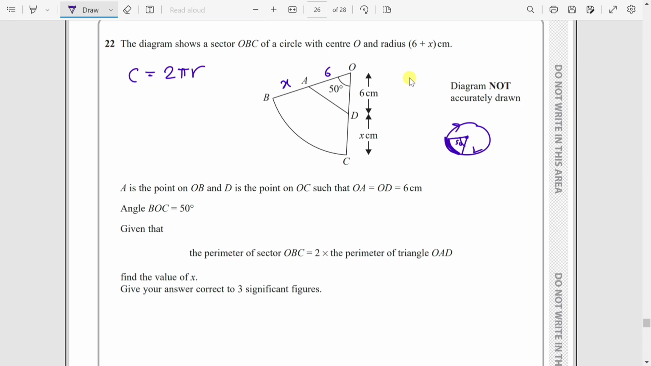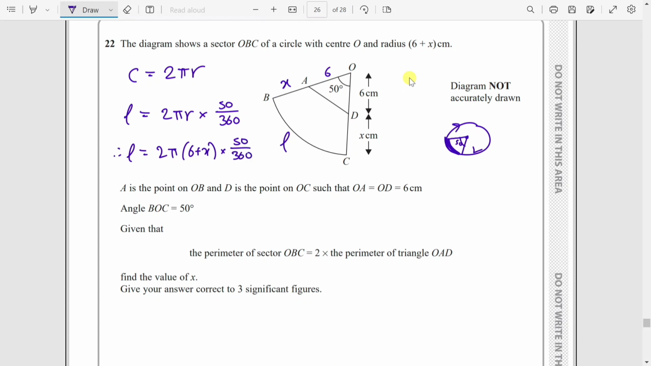So we can say that the length of the arc, let's call it L, will be 2 pi r, the circumference, times the fraction we want. We want 50 degrees, and remember, a circle is out of 360, so it'll be 50 over 360. That's the length of BC. Now the radius, we know what it is. The radius is 6 plus x. So the length of the arc is just 2 pi times 6 plus x times 50 over 360.